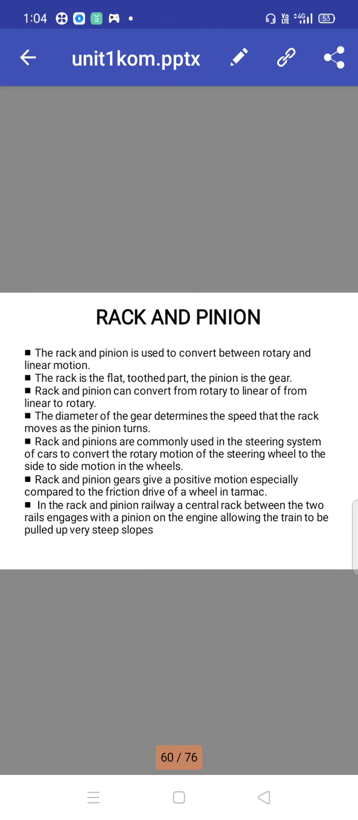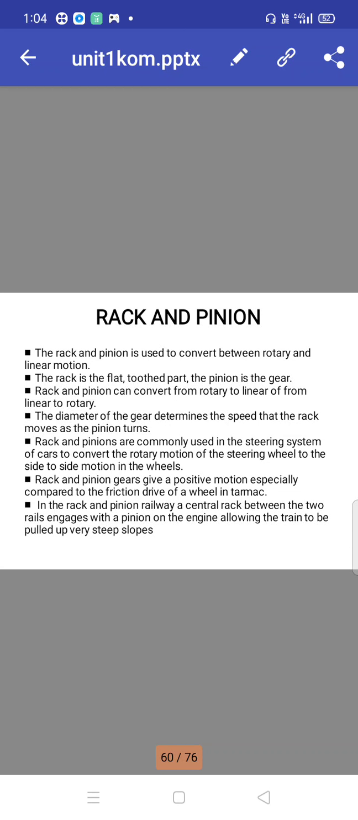Next, rack and pinion. The rack and pinion is used to convert between rotary and linear motion. The rack is a flat toothed part, the pinion is a gear. Rack and pinion can convert from rotary to linear, or linear to rotary. The diameter of the gear determines the speed that the rack moves as the pinion turns.